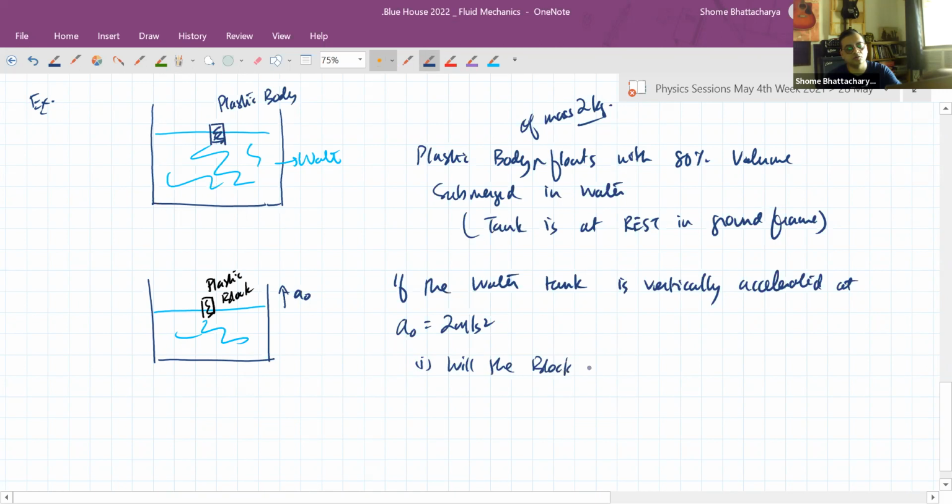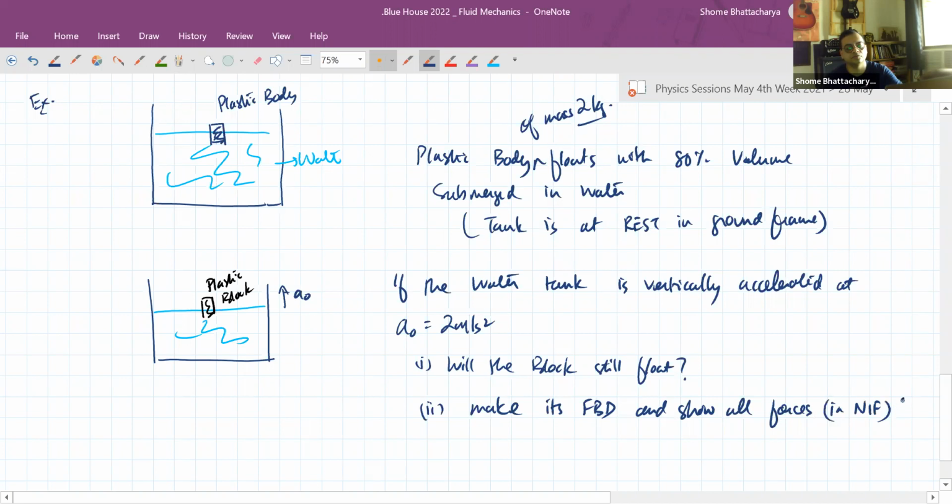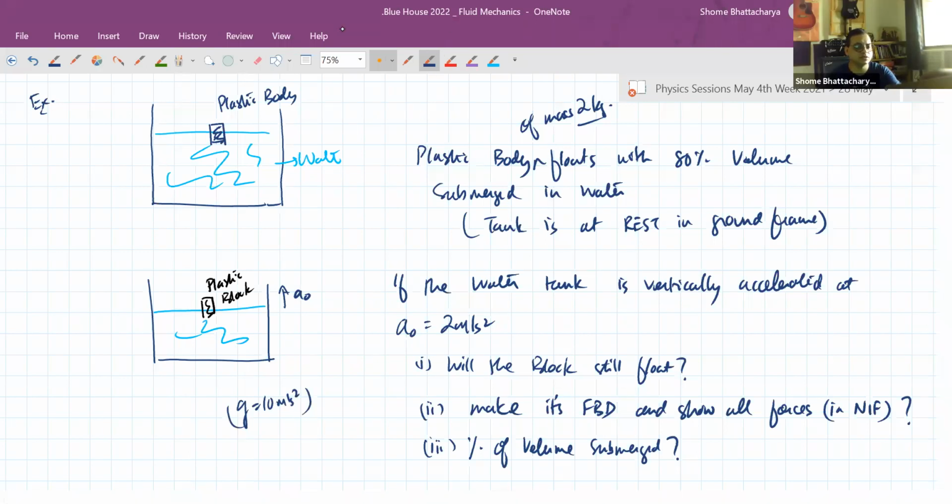Will the block still float? Make its FBD and show all forces acting on it in the non-inertial frame. And from that calculate the percentage of volume submerged. Okay, take g as 10 meters per second square. So this is actually a simpler version of that last question. Just try this out quickly and send me the answers.